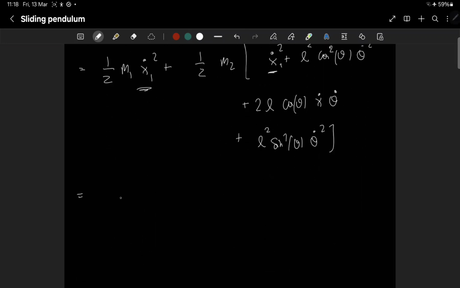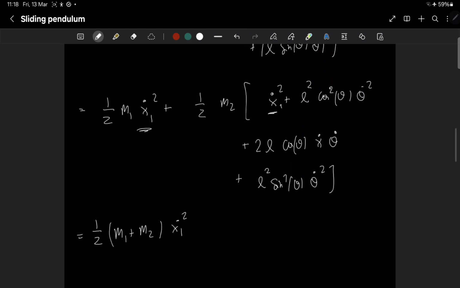x1 we have m1 plus m2 times 1/2 x1 dot squared. So we took this term into account, we took this term into account, and then we have plus 1/2 m2, and now we notice that this term and this term have L squared theta dot squared in common, and you have sine squared theta plus cos squared theta, which is equal to 1.